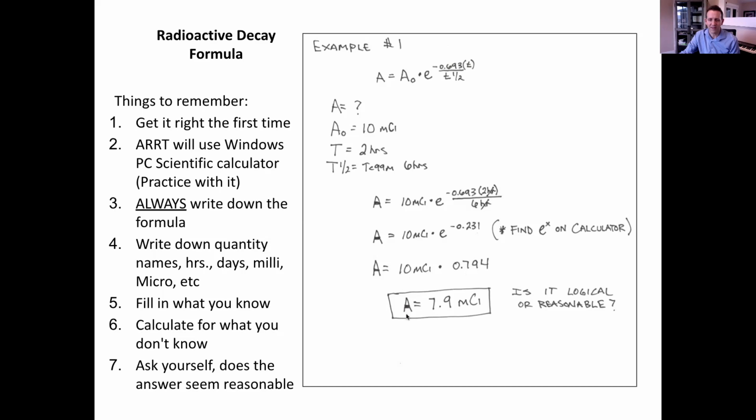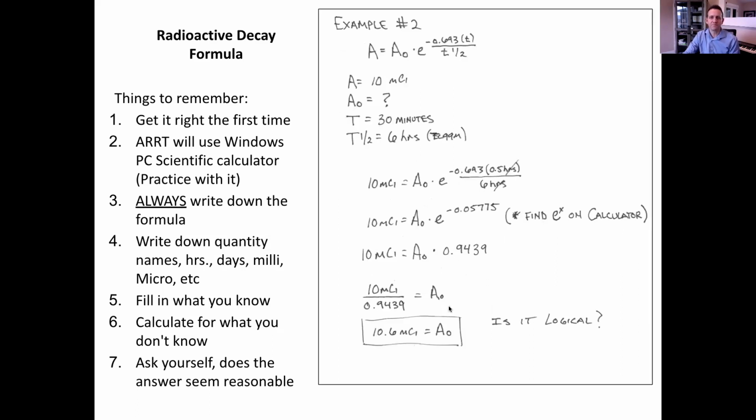When I do the math, I get activity equals 7.9 millicuries. Now I need to stop and ask myself, is this reasonable and is it logical? My original activity was 10. Two hours have passed by with a 6 hour half-life. I'm getting 7.9. That seems logical to me. That makes sense, okay?